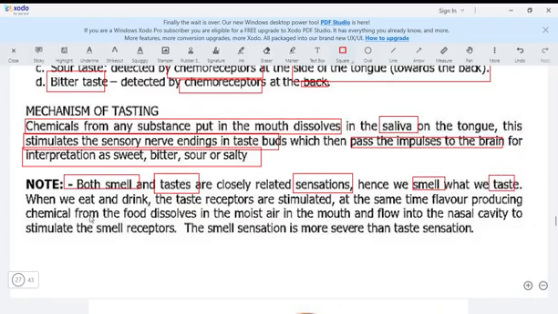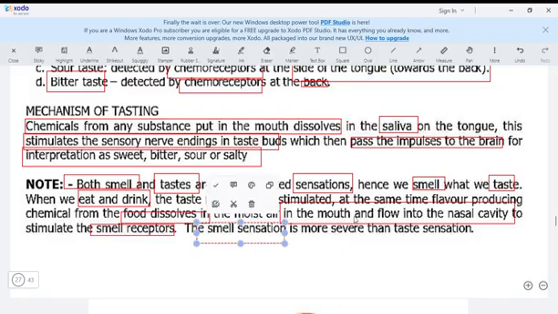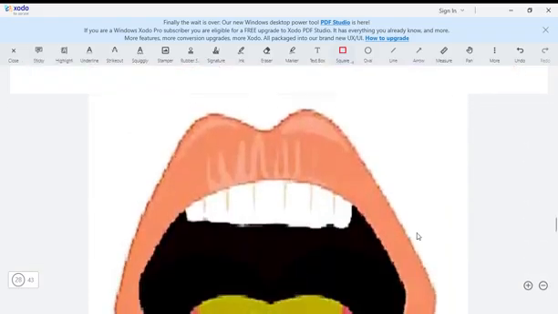Then when we eat and drink, the taste receptors are stimulated, either you eat or you drink. At the same time, flavor producing chemicals from the food dissolve in the moist air in the mouth and flow into the nasal cavity to stimulate the smell receptors. So the smell sensation is more intense than taste sensation. Meaning that as you are smelling, there will be a need for taste, because they work together.